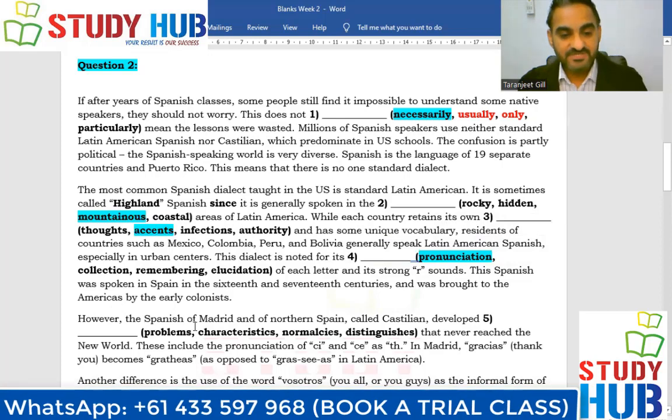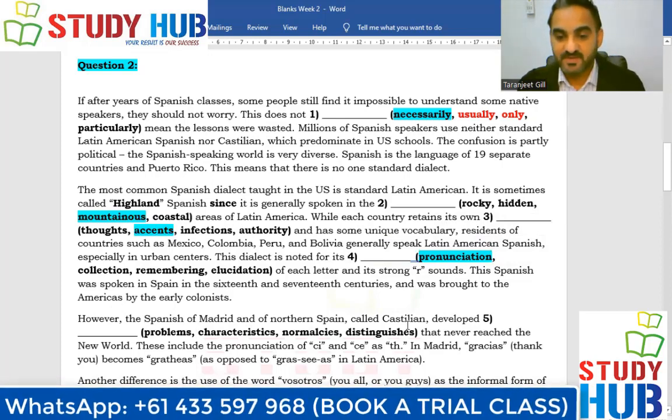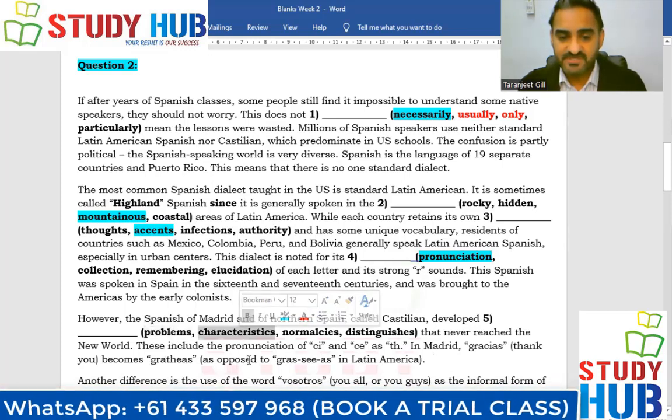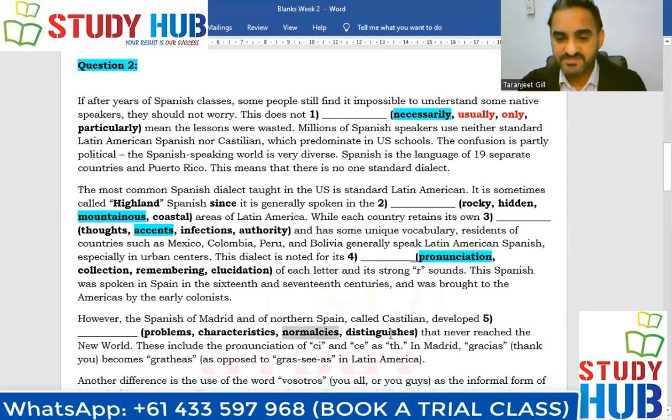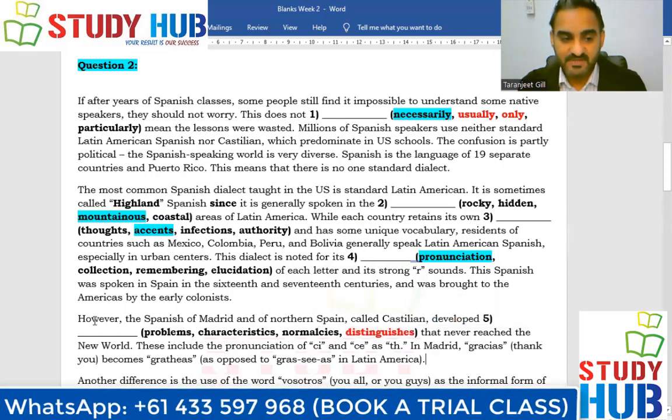However, the Spanish of Madrid and of northern Spain, called Castilian, developed something that never reached the New World. These include the pronunciation of C and Z as the. In Madrid, gracias, thank you, becomes gracias as opposed to gracias in Latin America. So it developed something. It developed problems, maybe characteristics, maybe normalities; distinguishes does not make sense. So out of problems, characteristics, and normalities, something has to be there.